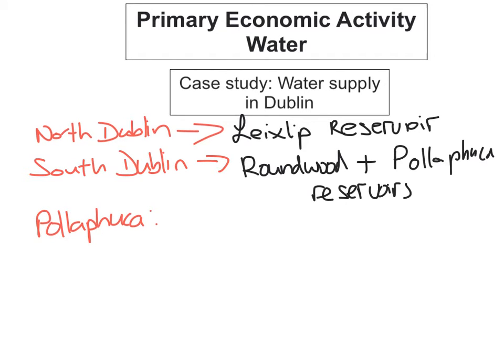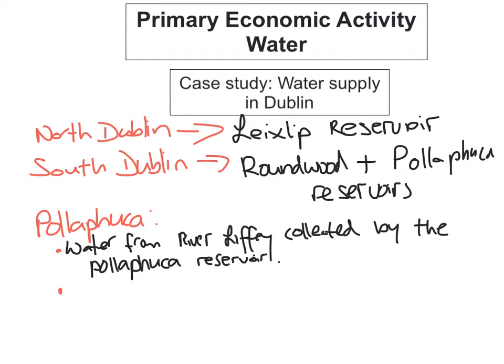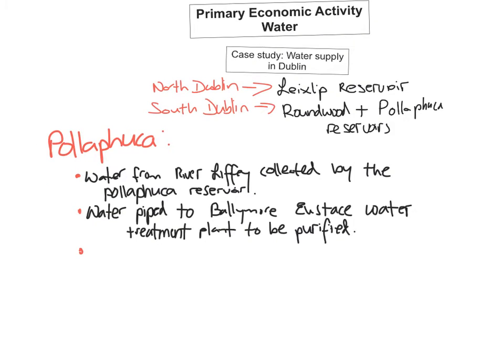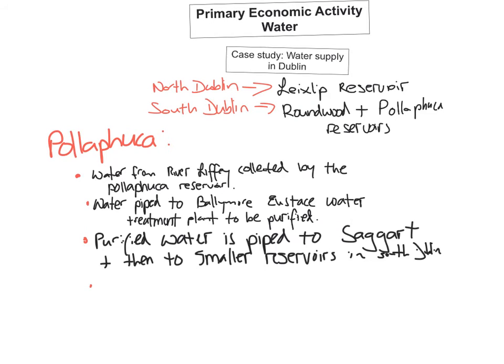So we're going to focus on Poulaphouca, and there's a few different things that you need to know about Poulaphouca. So this is like the case study. The water from the River Liffey is collected by Poulaphouca Reservoir. The second point about Poulaphouca, the water is piped to Ballymore Eustace water treatment plant to be purified. Then when the water is purified, it's piped to a large reservoir in Saggart, and then to smaller reservoirs around South Dublin. Once the water is purified and piped to Saggart and then to smaller reservoirs in South Dublin, it's then piped to all its consumers.